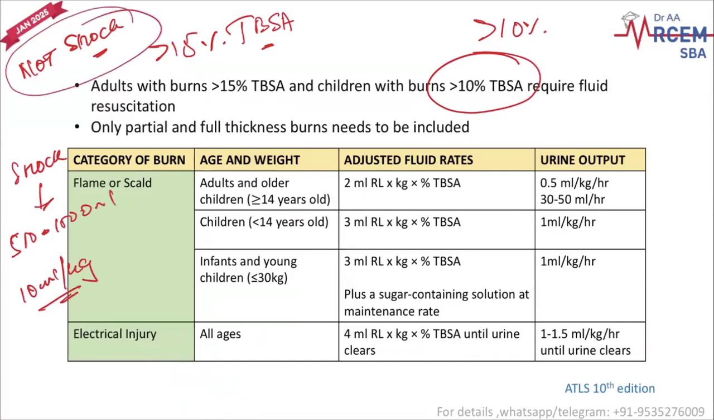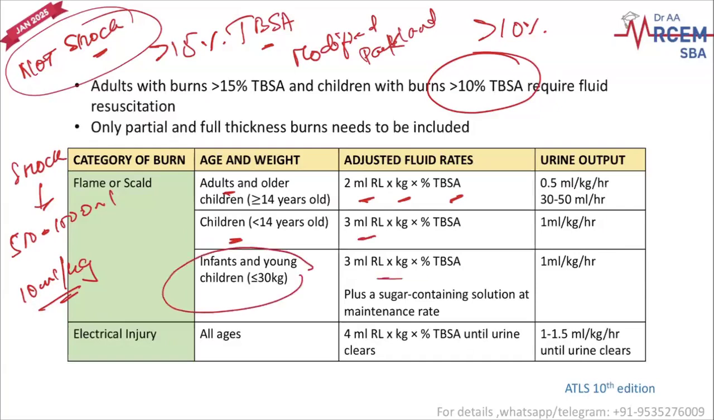If there is no shock present, then you use the modified Parkland's formula. So what we are discussing now is the modified Parkland's formula. In an adult, you use 2 into body weight into total body surface area, where you are only including the full thickness and partial thickness burns, not the superficial burns. If it is a child, you use 3 into total body weight into percentage of total body surface area of burn. In infants, along with the same formula used for the pediatric age group, you will start the maintenance fluid with DNS, that is a sugar containing solution, basically dextrose infusion is required.